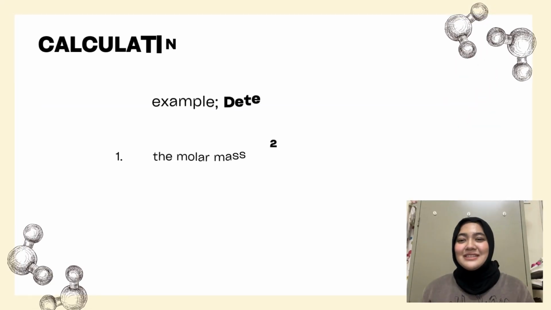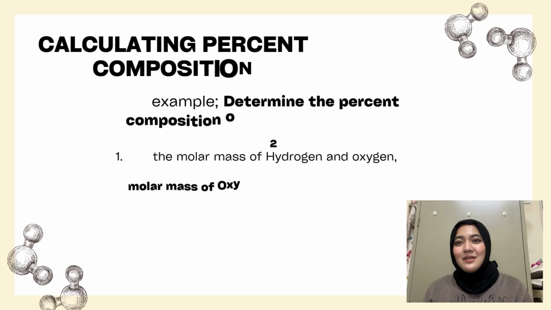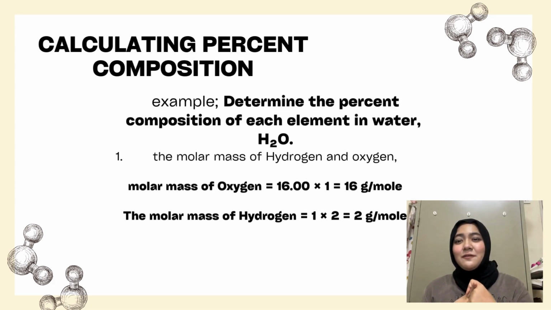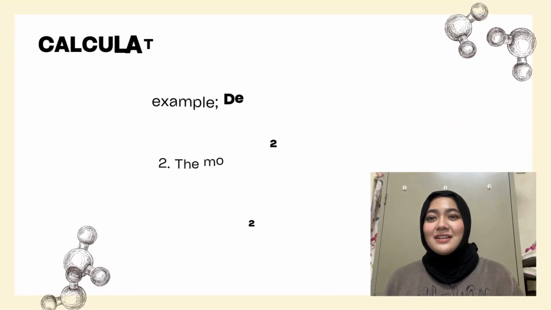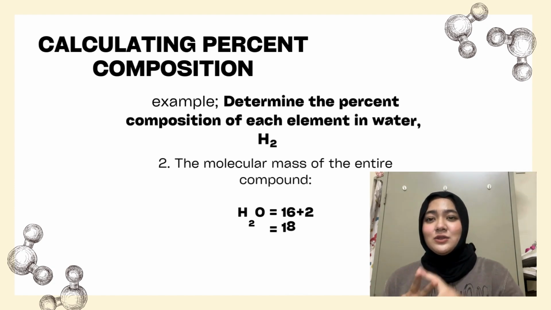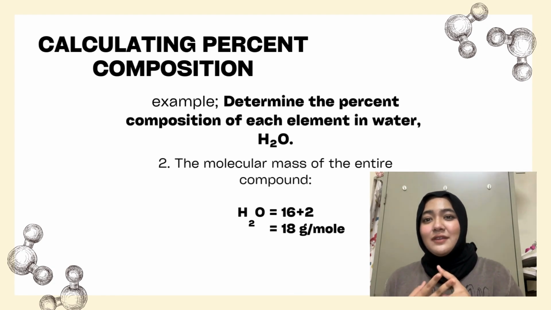For example, to determine the percent composition of each element in water, H2O, we must first determine the molar mass of each element, which is hydrogen and oxygen. Once we have calculated the molar mass of hydrogen and oxygen, we can add up the two to determine the molar mass of the entire compound.